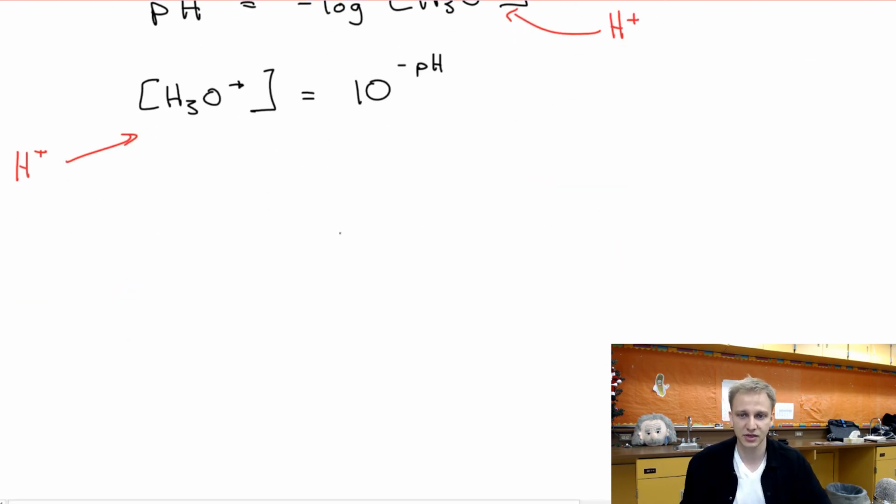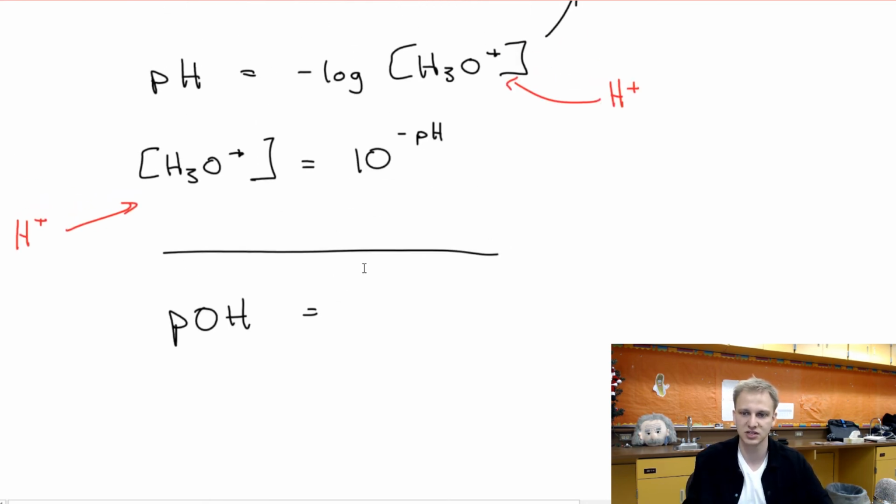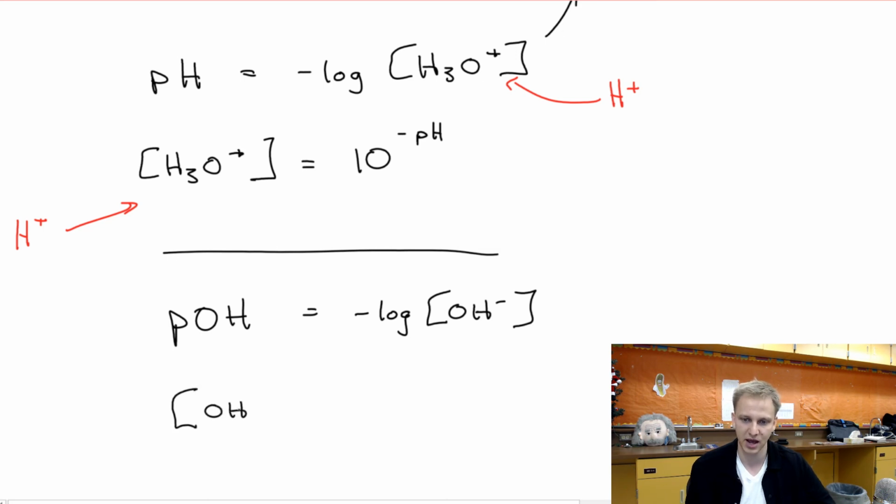Now, if we have those two formulas, what that means is we also have a pOH formula as well, and we can use the pOH equals the negative log of the concentration of OH-, and that'll give us the pOH. In the same mindset, we can reverse that formula and take 10 to the power of the negative pOH, and we can solve for any one of those variables.